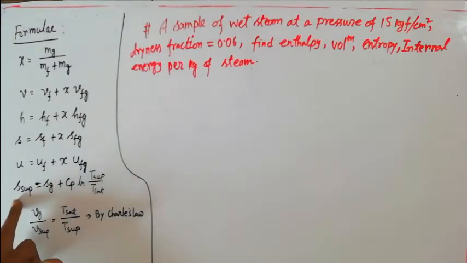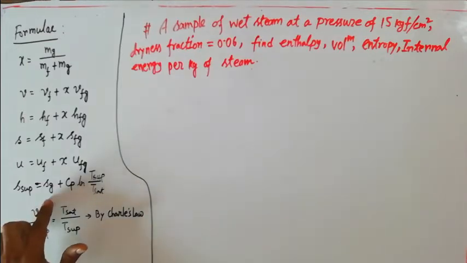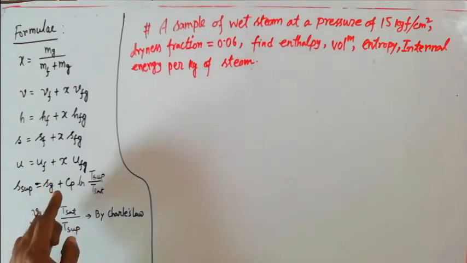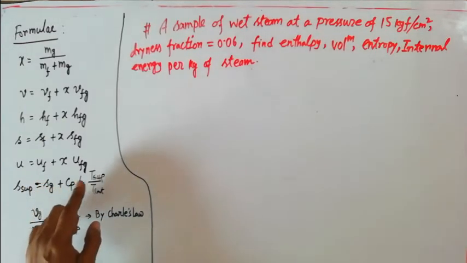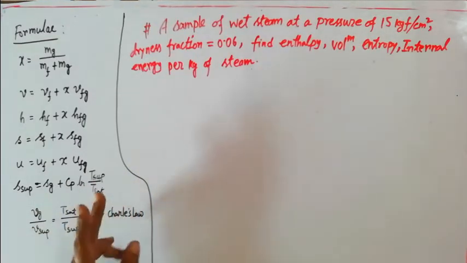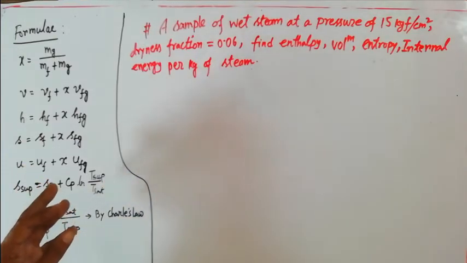And S sup is nothing but the specific entropy for the superheated vapor. It can be defined like this expression: Sg plus Cp ln T sup by T sat. That expression, how it can be derived, I have also shown you. At that point of time, during the integration, I missed one term, dT by T should be there on the right side. I missed the denominator T, so that should be corrected by yourself.